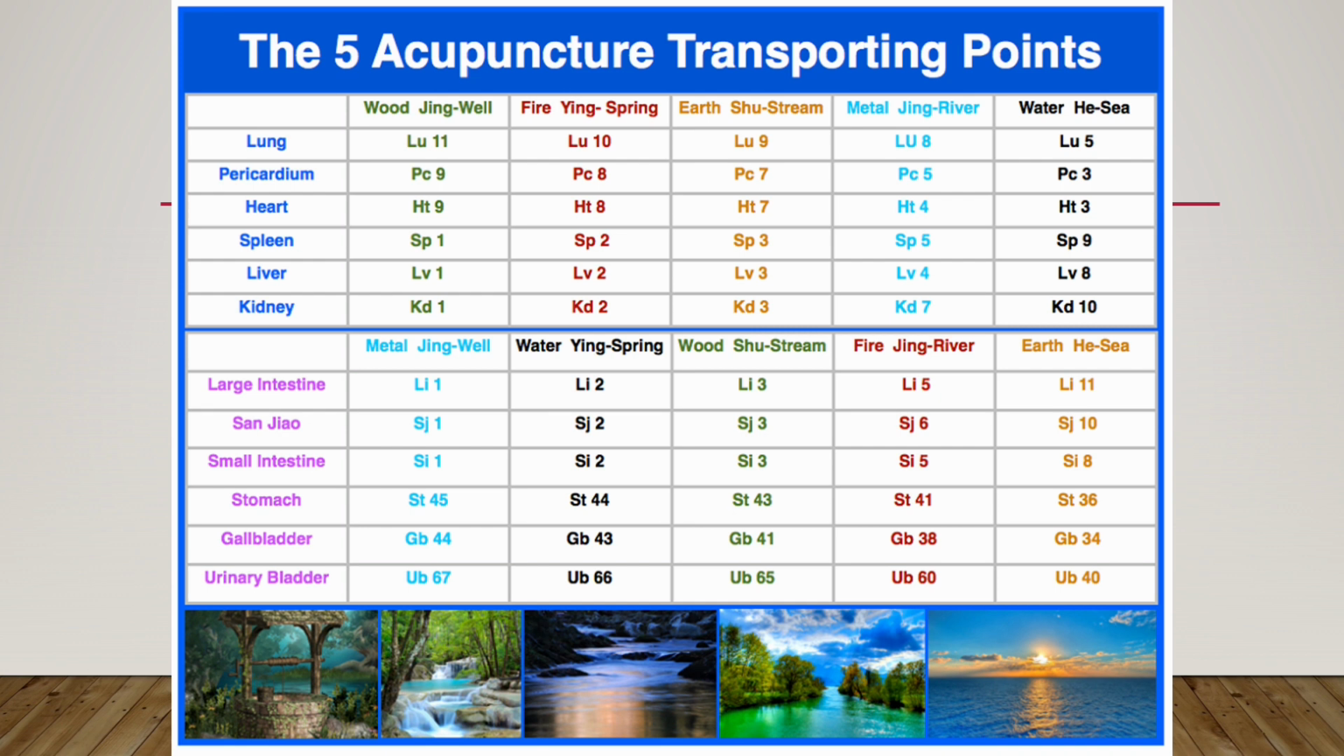The 5-phase properties of the 5 SHU points were established in the Classic of Difficulties. On the yin channels, the Jing-well point is ascribed to wood, the Ying-spring point to fire, and so on through the generating sequence: wood, fire, earth, metal, and water, to the He-sea point, which is ascribed to water. On the yang channels, the Jing-well point is ascribed to metal, the Ying-spring to water, and so on through the generating sequence to the He-sea point, which is ascribed to earth. Each phase is the child of the one preceding it and the mother of the one following it.